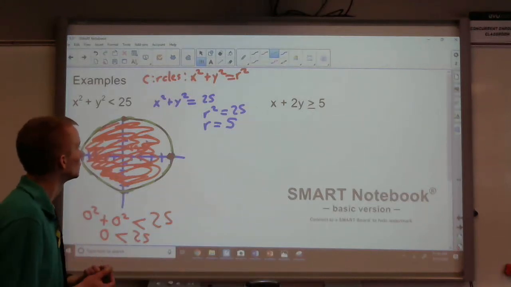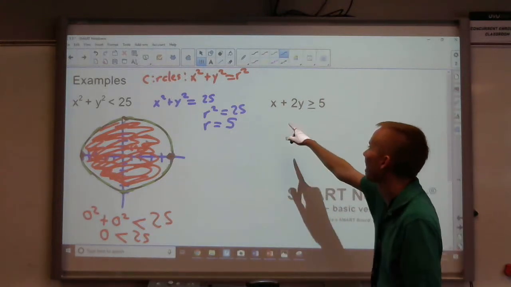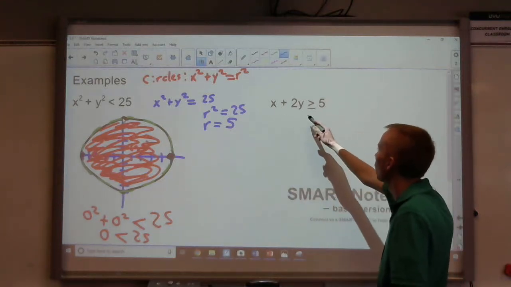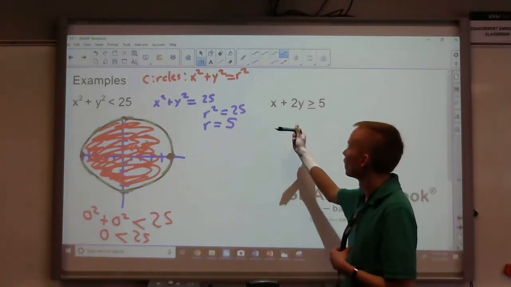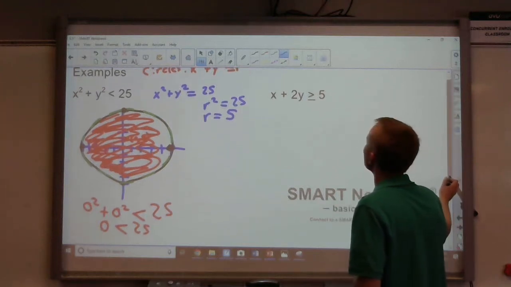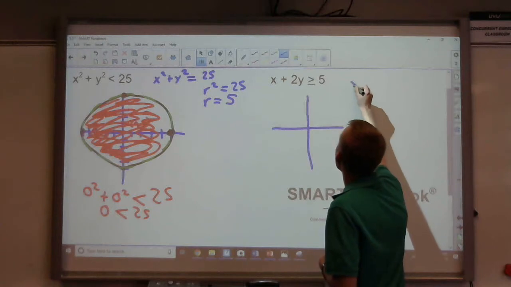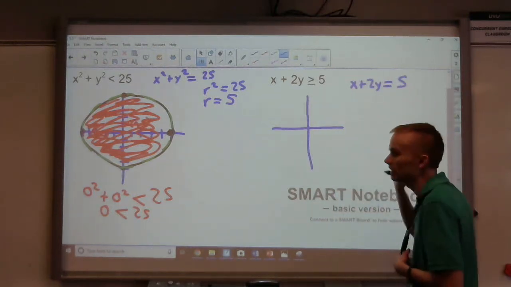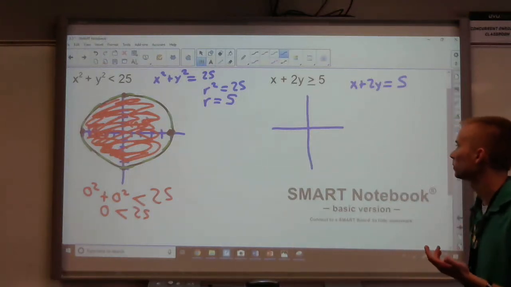Okay? So now let's look at an example of doing a problem where I have a line. So I have x plus 2y greater than or equal to 5. Well, let's first think about what I want to graph. I want to graph where x plus 2y equals 5, right? That's going to be my boundary line that I'm dealing with.